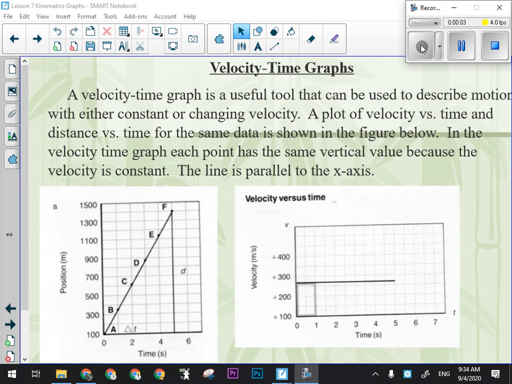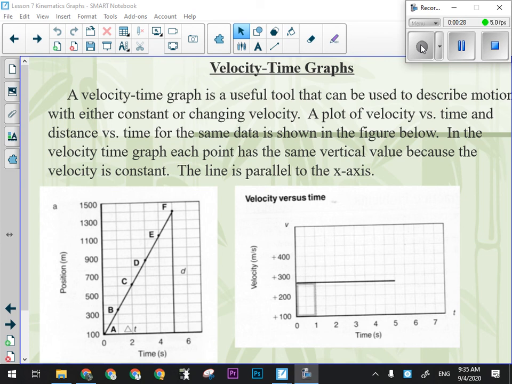Okay, so yesterday we went over position versus time graphs. And of course, a position versus time graph tells us where an object is at any point in time recorded on the graph. Well, today we're going to look at velocity versus time graphs, which tell us how fast and in what direction the object is going at any point in time recorded on the graph.